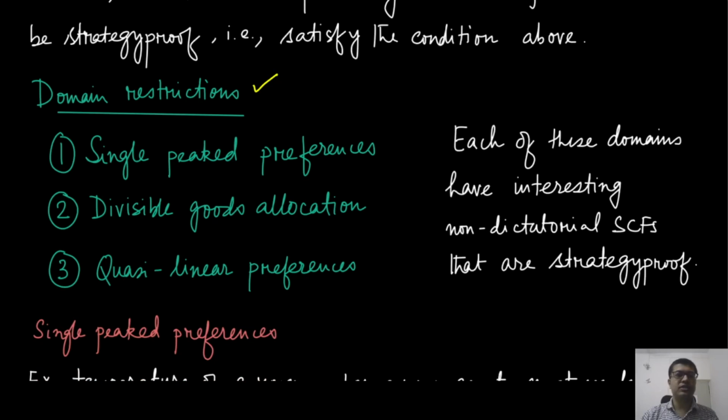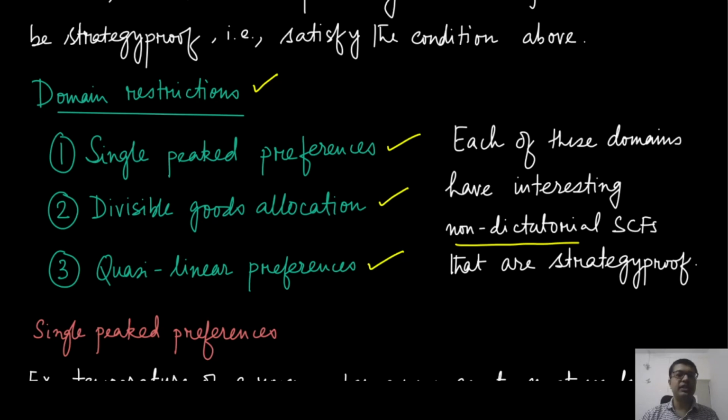So in this course, we are going to discuss 3 different domain restrictions. The first one is single peak preferences. The second one is the setting of divisible goods allocation, and the third one is quasi-linear preferences. All of these are applicable to certain settings which are quite reasonable in practice, and we will also show that they have some interesting non-dictatorial social choice functions which are also strategy proof.